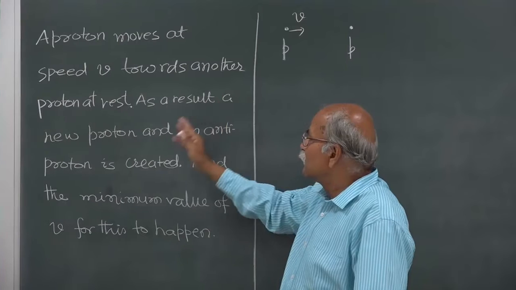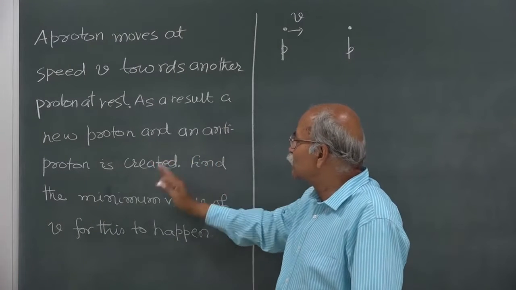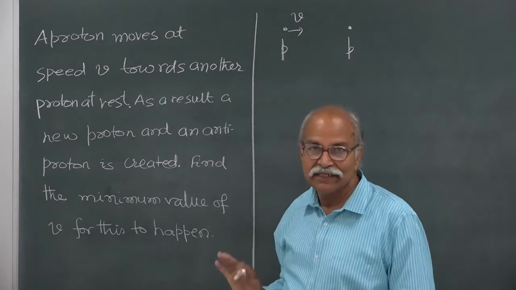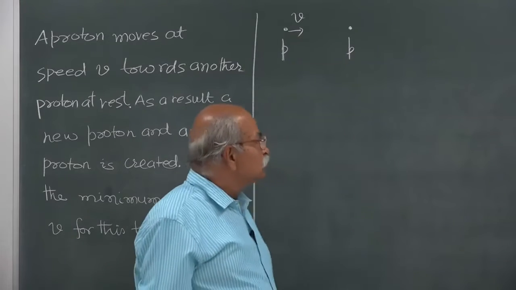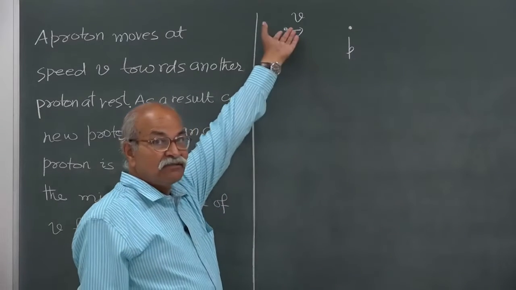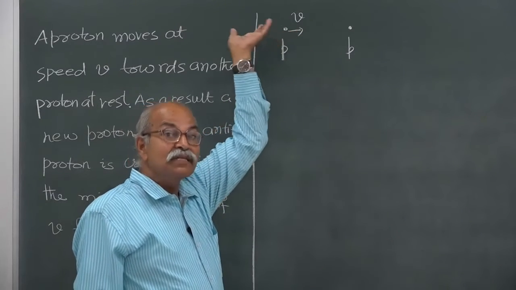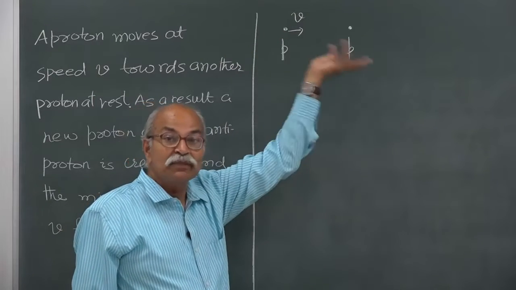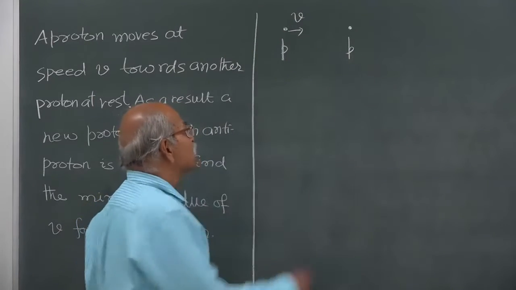As a result, a new proton and an antiproton is created. Find the minimum value of v for this to happen. So, the rest mass is the same. So, what we can do is go to the 0 momentum frame and then solve the problem and come back to this frame. This is our lab frame.